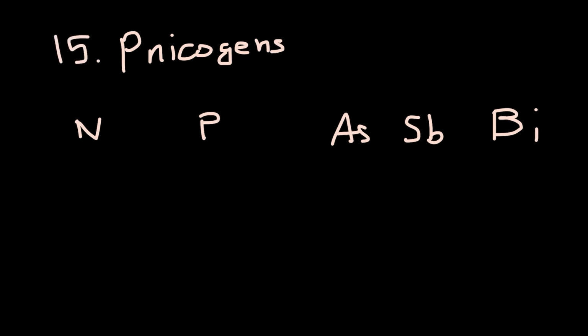Today we're going to explore group 15, the pnictogens. So that is where you have nitrogen, phosphorus, arsenic, antimony, and bismuth. These are the pnictogens, group 15. So what is special about them? We have 2 nonmetals, 2 metalloids, and 1 metal.